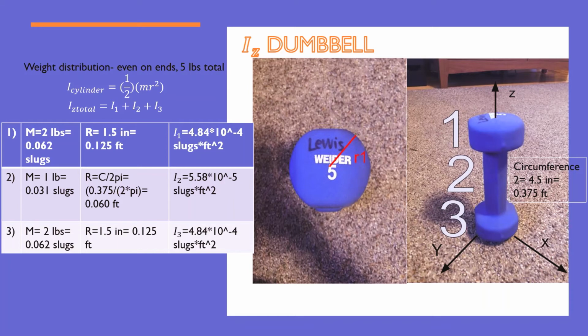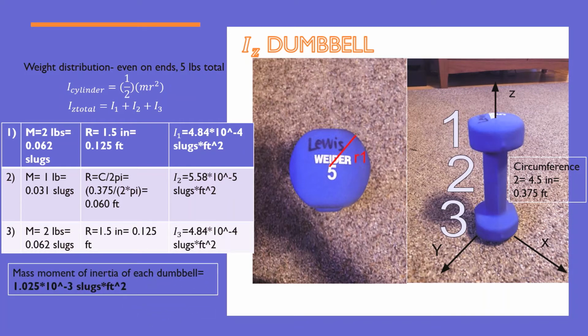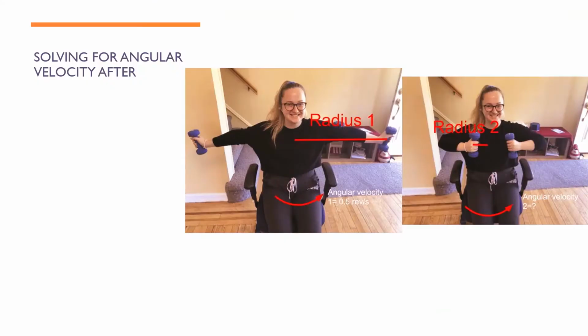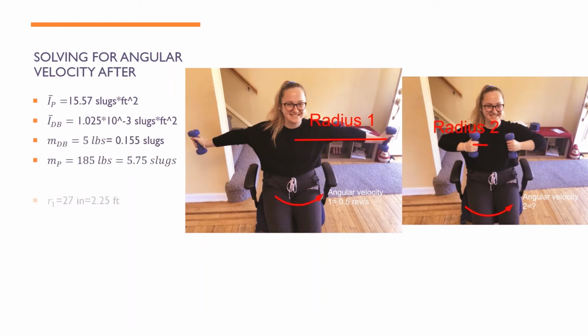The total mass moment of inertia is found by adding the individual ones of each section together, therefore resulting in a dumbbell mass moment of inertia of 1.025 times 10 to the negative 3 slugs feet squared. Radius 1 was measured with the tape measure to be 2.25 feet, and radius 2, when I bring my arms in, is 0.29 feet. We also took all the variables that we calculated to condense it into one place.